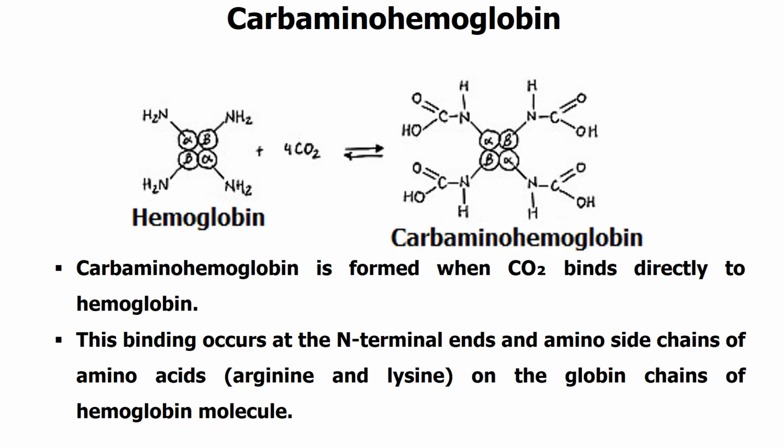The second method of carbon dioxide transport is carbaminohemoglobin. Carbaminohemoglobin is a product formed by the reaction of carbon dioxide with hemoglobin, as indicated in the diagram before you. It's a reversible reaction. Carbaminohemoglobin is formed when carbon dioxide binds directly to hemoglobin. This binding occurs at the N-terminal end and amino acid side chains of amino acids such as arginine and glycine on the globin chains of the hemoglobin molecule.